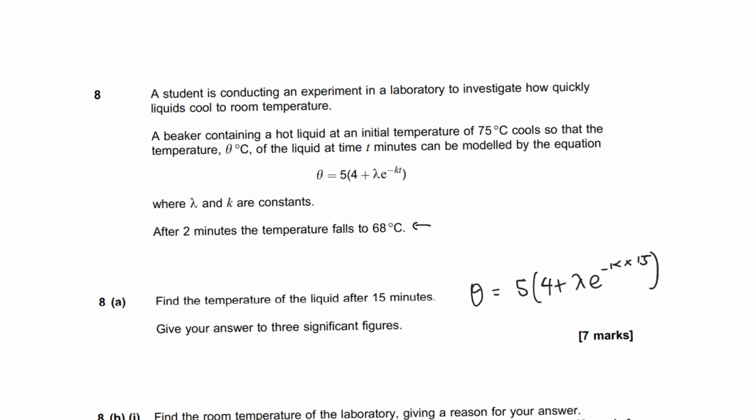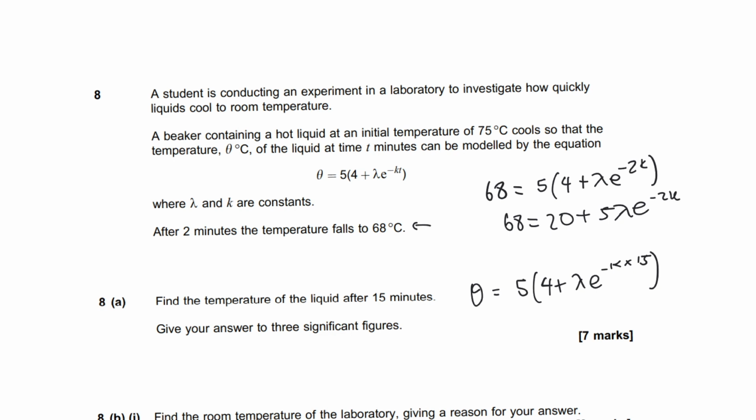So in order to work out what k is first, it says that after 2 minutes it falls to 68 degrees. So then 68 would be equal to 5(4 + λe^(-kt)), and then it says after 2 minutes, so then t would be 2. It's minus tk. Okay, so we're going to have to rearrange this to work out what k is equal to. So first things first, we're going to expand this bracket. So by expanding the bracket, we would end up with 68 is equal to 20 plus 5λe^(-2k). But hold on, wait a minute.